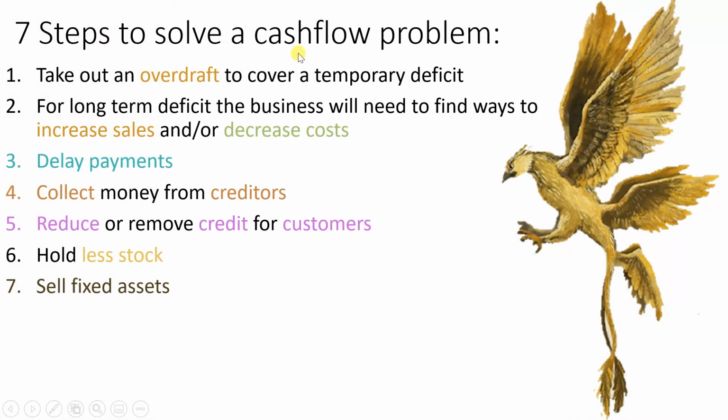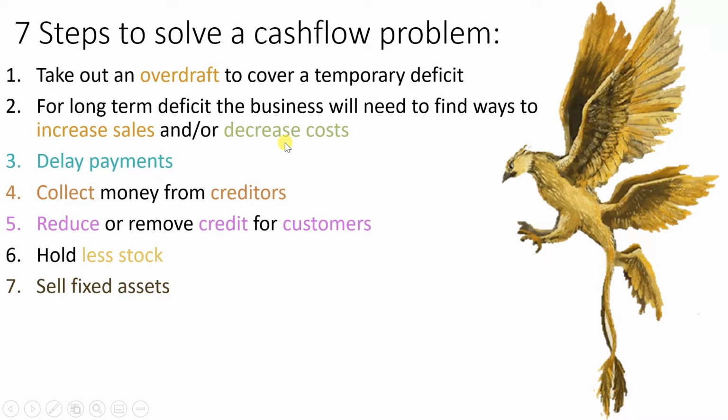7 steps, actions, statements, good things to do, 7 things you should revise which can solve a cash flow problem. From Frank. He's a Thunderbird, but it's best to call him Frank. Number 1, take out an overdraft to cover a temporary deficit. Remember, that's minus money. For long-term deficit, the minus money, the business will need to find ways to increase sales. So that's the Aim A, do some promotional work, and or decrease costs.